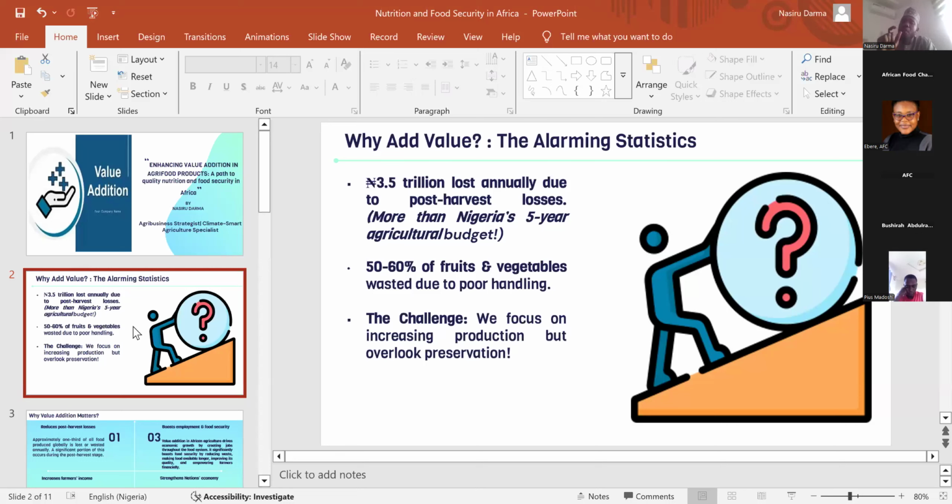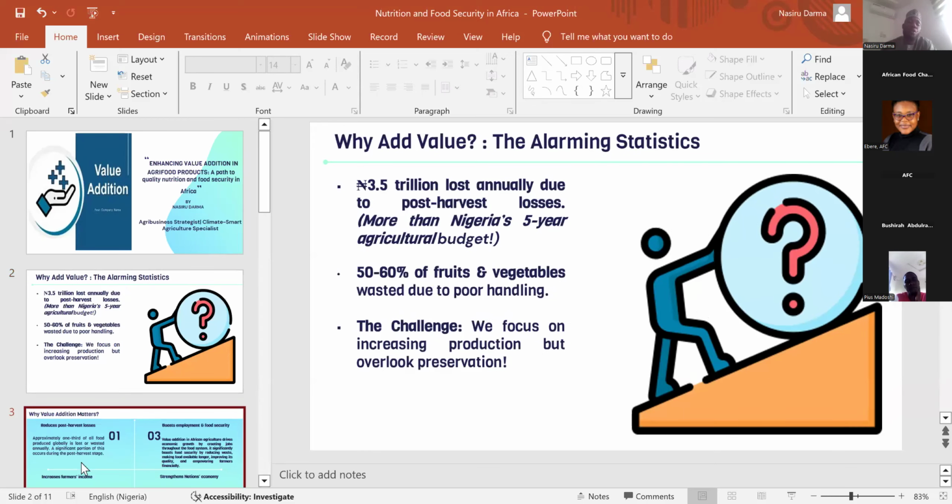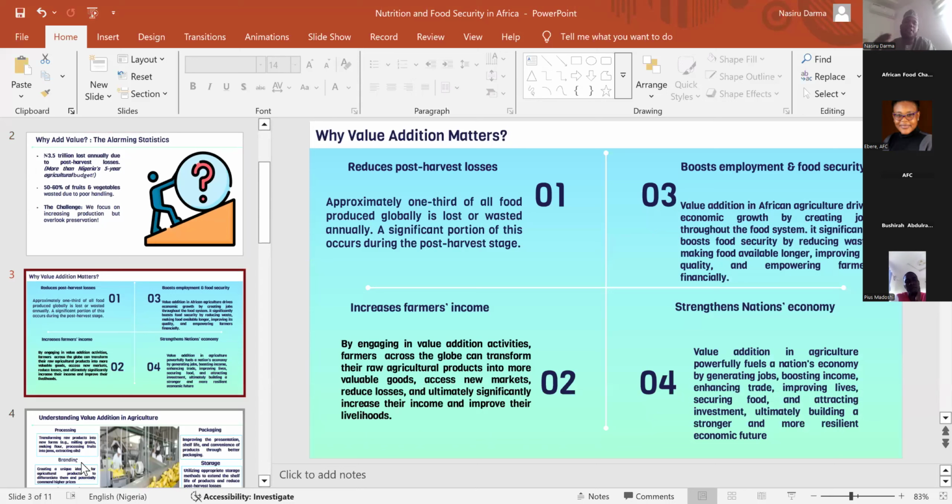So the narrative now needs to change. The idea needs to change as to why we should focus on that. On my next slide, I'm going to speak about why value addition matters, right? Because if you look at the statistics that we just presented, this calls for action. There is a very serious call for action. Whatever we need to do has to be directed toward reducing these post-harvest losses.